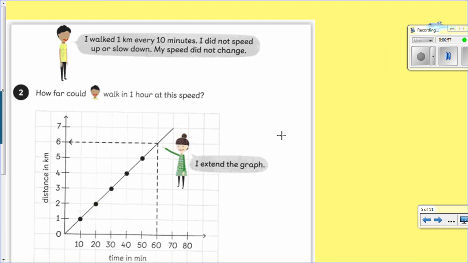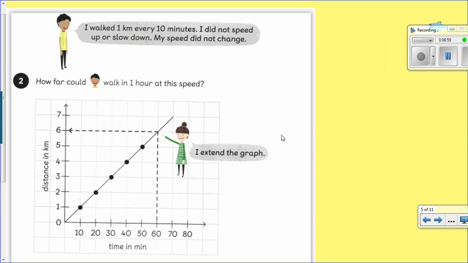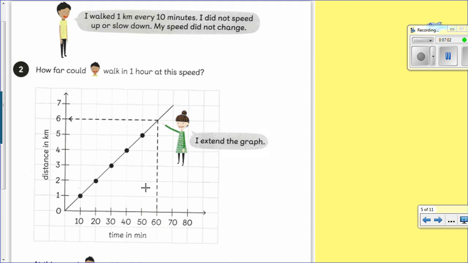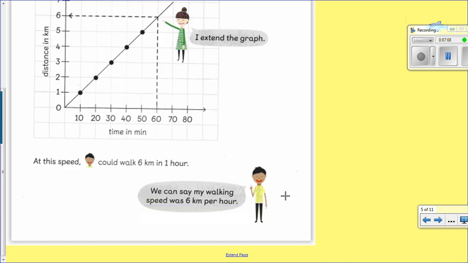And that's what we had on this graph. Emma extended her graph in the same way that I did, so that you can see after 60 minutes, Ravi has walked 6 kilometres. And you can say that he's walked 6 kilometres in 1 hour. His walking speed was 6 kilometres per hour.